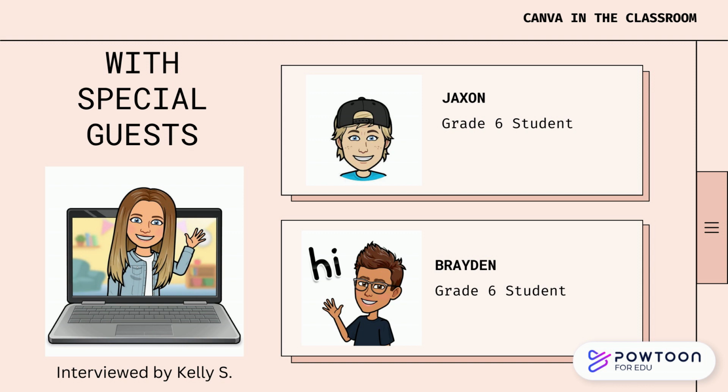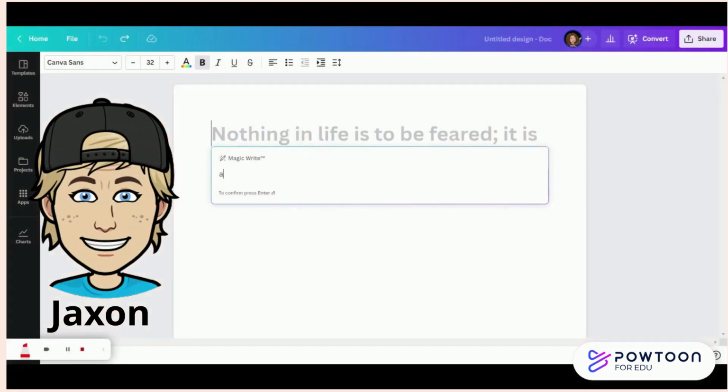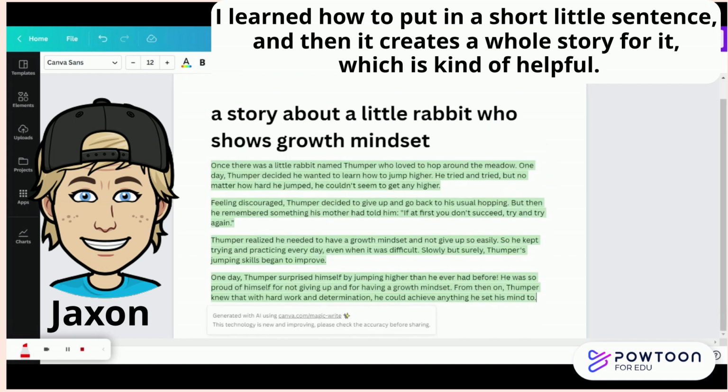We're lucky to have Jackson and Brayden with us today. They are grade 6 students who have used this AI tool in their classroom. Welcome, Jackson and Brayden. Hello. Hi. So have you tried any of the AI features on Canva? Yes. I learned how to, you put in just a short little sentence, and then it creates a whole story for it, which is kind of helpful in class.